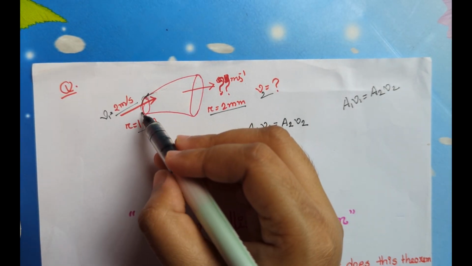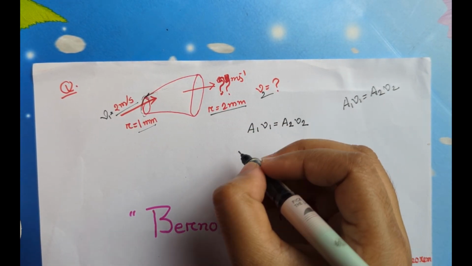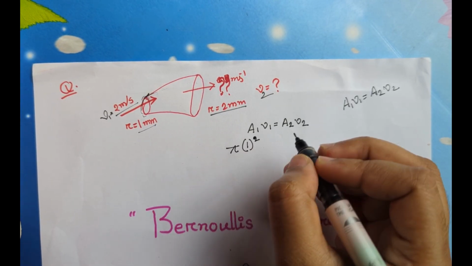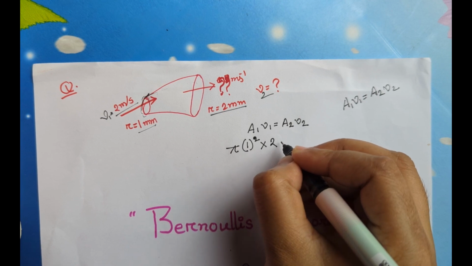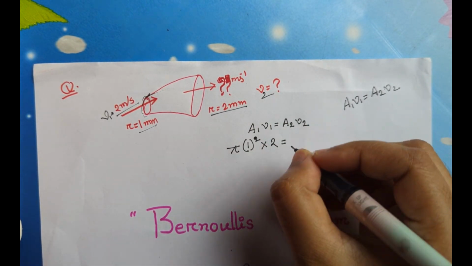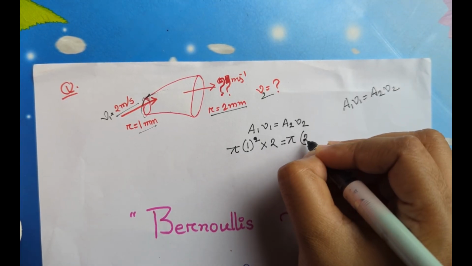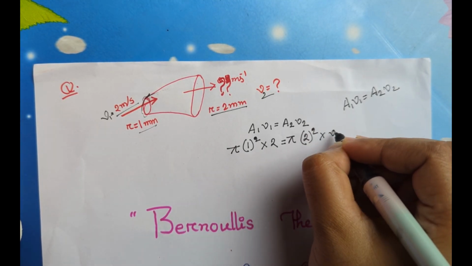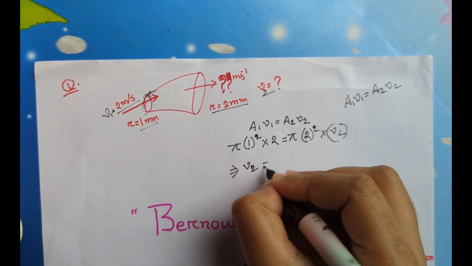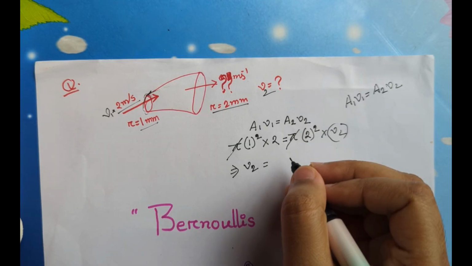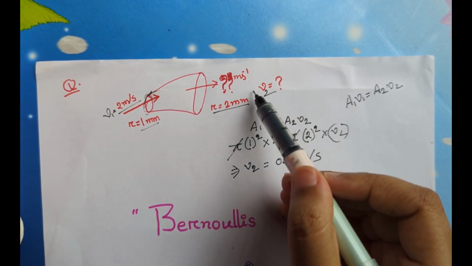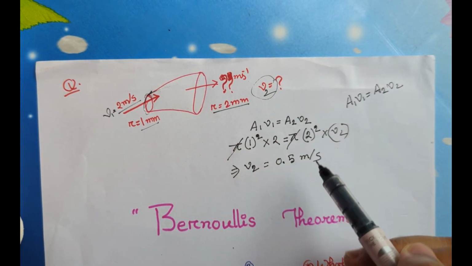Now let's solve. For this circular area we have A1 as pi r square. Here r is 1, so pi r square into v1, which is 2 meters per second, equals A2, this portion's area, which is pi r square, where r here is 2, so 2 squared, into v2. We have to find this v2. If we calculate, the pi cancels out, and then we get v2 as 0.5 meters per second. So the velocity of this area will be 0.5 meters per second.